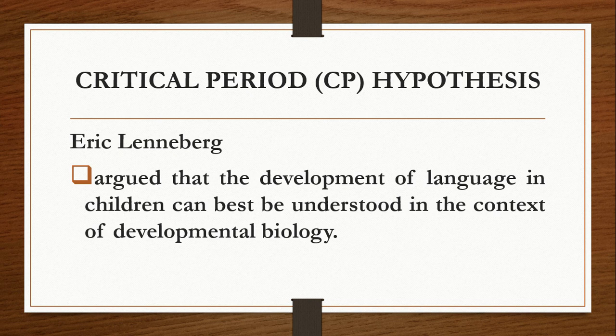He argued that the development of language in children can be best understood in the context of developmental biology. That critical period in human maturation existed especially on language acquisition. So he explained that my interest, according to him, are in man as a biological species, no? And I believe that the study of language is relevant to this interest because language has the following 6 characteristics.